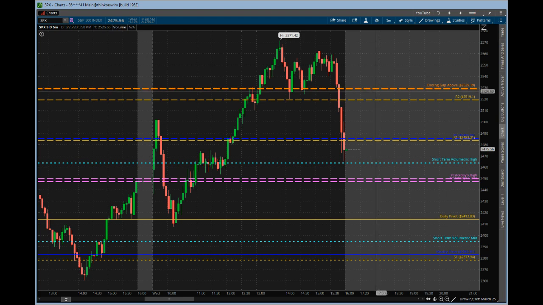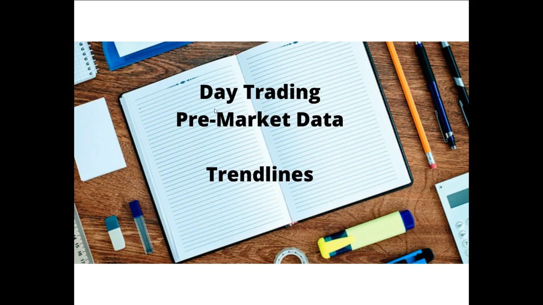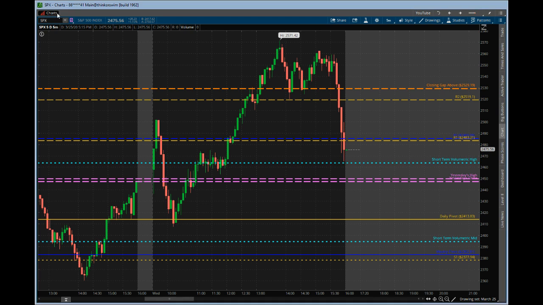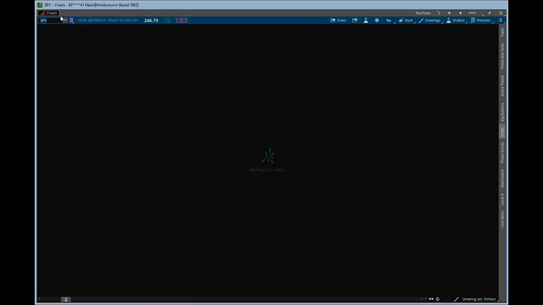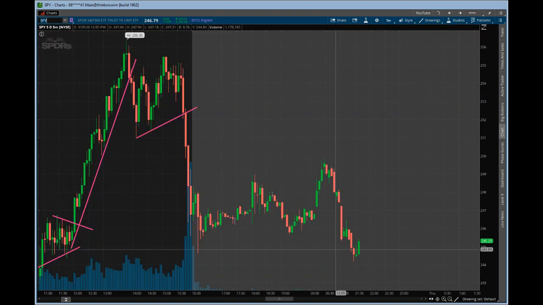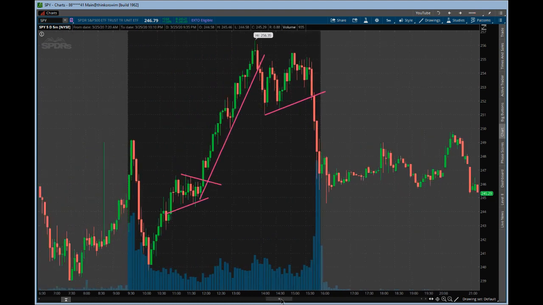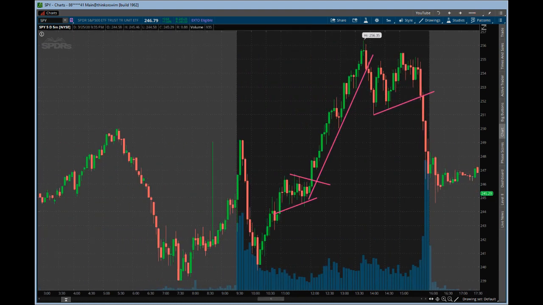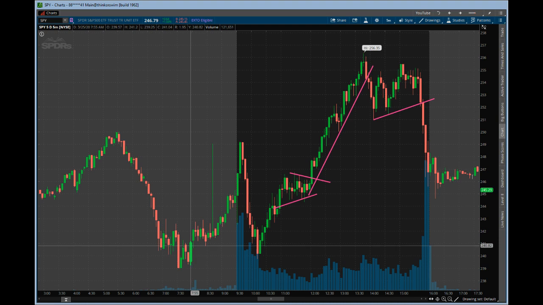So good stuff. All right, so for this evening, we are going to be talking about day trading pre-market data, and today we're going to talk about trend lines. So let's take a look at that. So let's go to the SPY, and we talked about gaps, and we talked about key levels. We talked about the highs and lows. So trend lines play an important role too with our pre-market data, right? So let's just take a look right here, so you can see how important it is. It gives you a good perspective into the open.